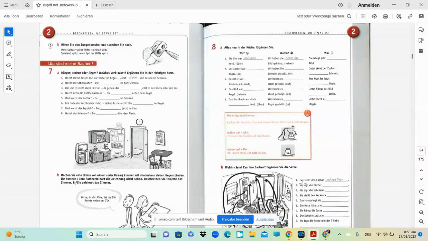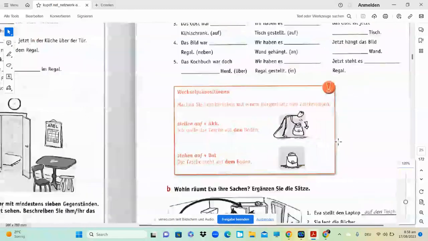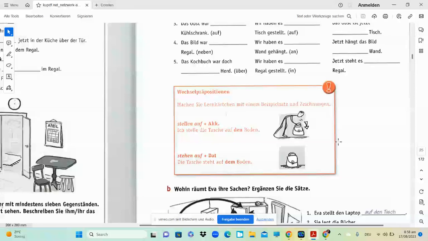This is going to be a pretty interesting activity where you will be practicing prepositions in accusative and dative case, and you are going to get a hint about accusative and dative over here. According to a normal rule, whenever there is motion, it's going to be the accusative case, and whenever there's no motion, where something is just staying, not moving, it's going to be the dative case. So it sounds simple.